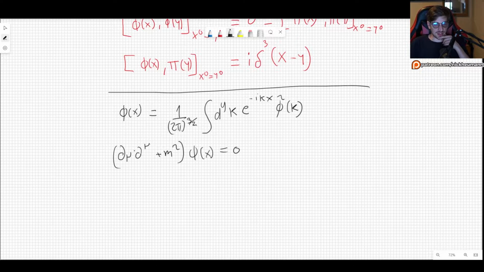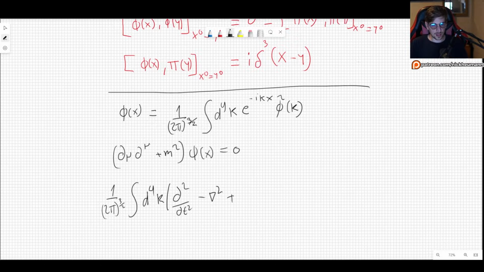So if we plug it in, right, we have to take the derivatives. We can actually put all of this inside the integral. So 2 pi 3 over 2. Then we have the integral d4k. And now we can separate these derivatives as d squared dt squared minus nabla squared plus m squared, all of this phi k. Oh, I forgot about the e to the minus ikx phi here with that wobbly thing equal to 0.